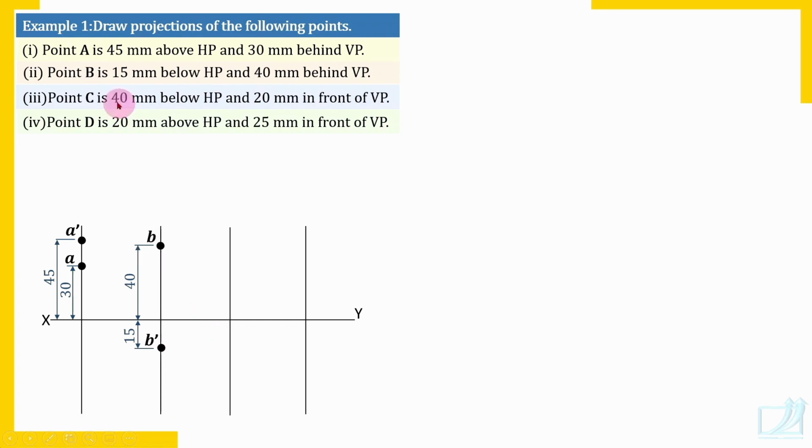Simple. Point C is 40 millimeters below HP. So 40 millimeters below XY line. And since it is distance from HP, it must be front view, because front view gives distance from HP. Point C is 40 below HP, that is over, and 20 millimeters in front of VP. So measure 20 millimeters in front of XY line, and that is top view of point C. Have you realized point C is in fourth quadrant? How come? Both views below XY line.